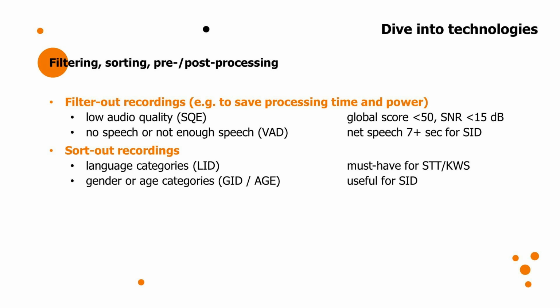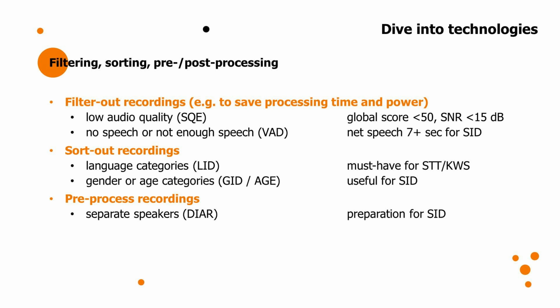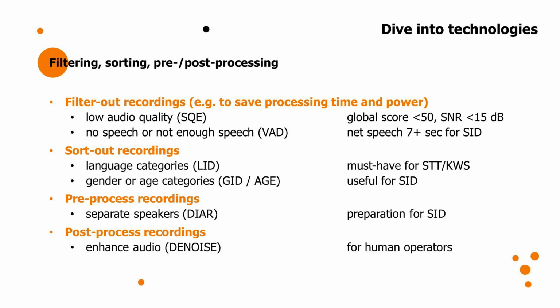Sorting out recordings to categories is another important step. For example, identifying language is absolutely necessary for language-dependent technologies like speech transcription or keyword spotting. Categorizing recordings by speaker's gender or age, and eventually filtering out recordings falling into categories of no interest, may again reduce significantly the number of recordings to be processed by SID. Pre-processing recordings by diarization before speaker identification would be another example. And at the end of the processing chain, recordings can be also post-processed, for example by enhancing them using Denoiser for human operators who need to physically listen to the outputs.